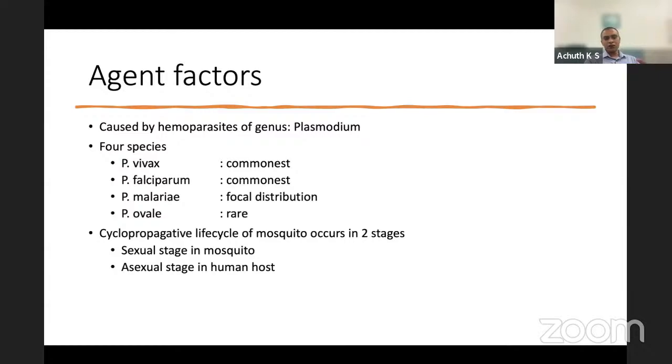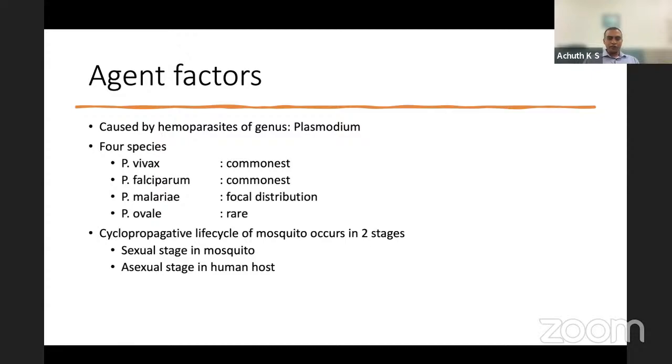Malaria has a focal distribution. That means it is local. It happens in one part of the district, but not the next district. It appears like one flower in every 50 kilometers or 30 kilometers. When you imagine flowers in every 50 kilometers, it appears like that. It is a very focal distribution. Whereas ovale is very rare. If you are getting this, that means there's something wrong with the public health system.